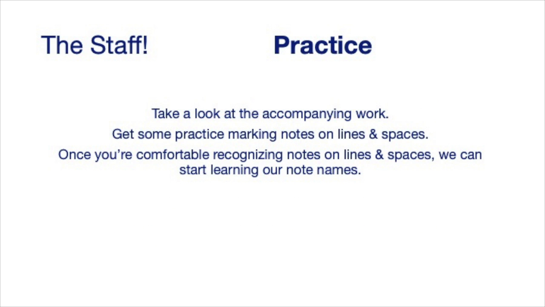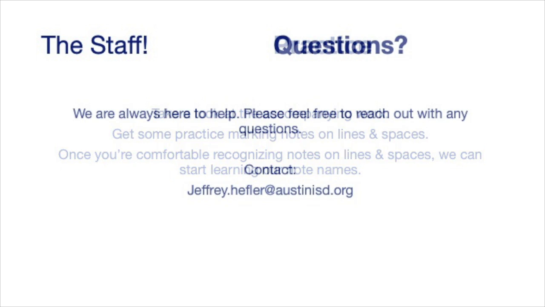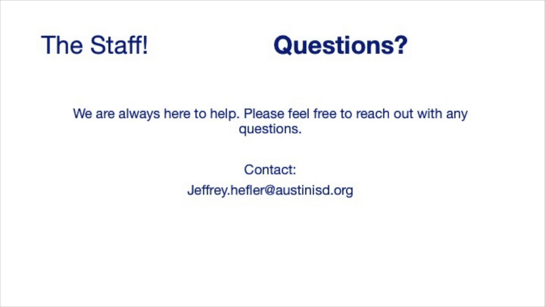We're going to give you a couple of worksheets to work through this, to give some examples of you writing down some lines, and some notes on either a line or on a space. Again, very important: 5 lines, 4 spaces, count from the bottom up. Once you're comfortable with that, we can move on and start giving some letter names to these notes. If you have any questions, please feel free to reach out.